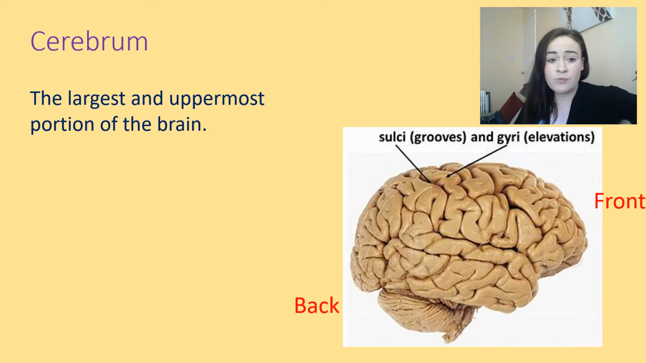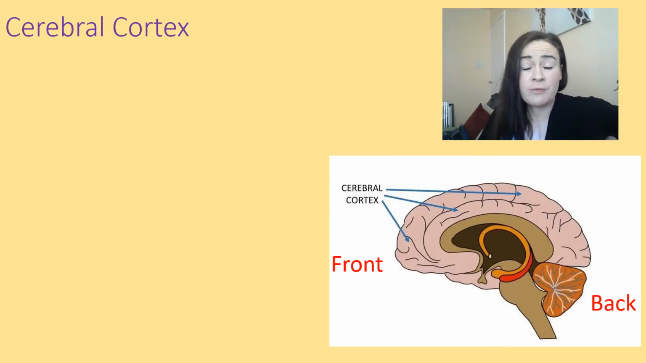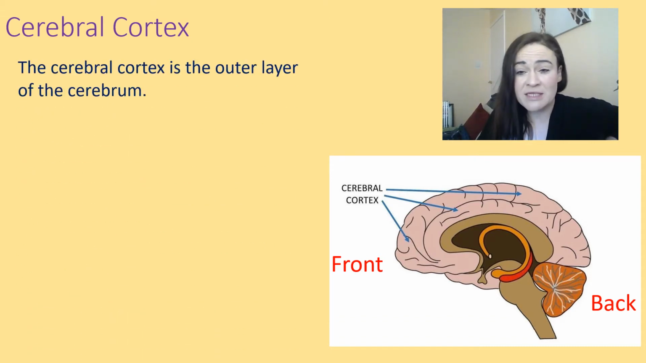Right, so the cerebrum is the largest and uppermost portion of the brain. Okay, it consists of lots of folds, and these folds basically increase surface area so that we can fit more in it. Now, the cerebral cortex is a new term to you. We didn't do that in National 5, and it is basically the outer layer of the cerebrum.